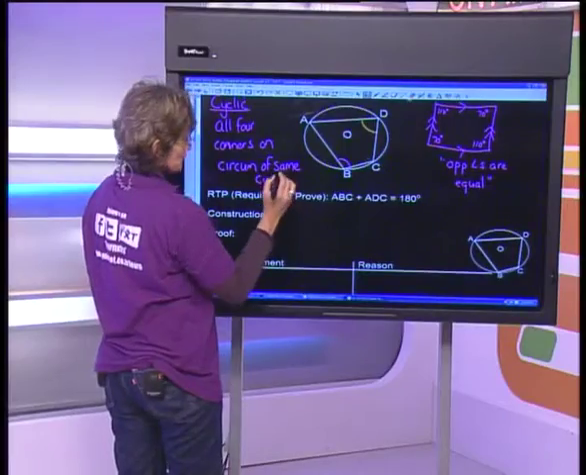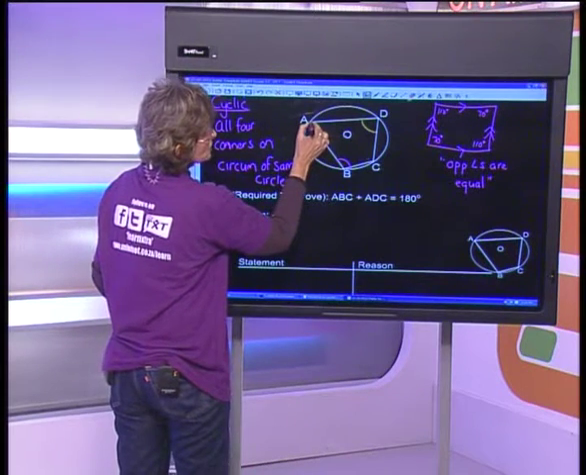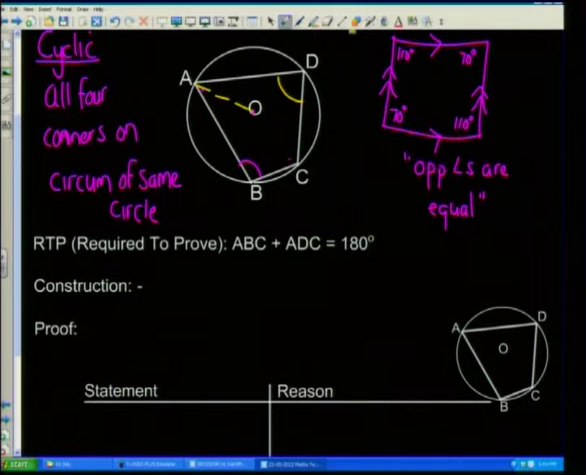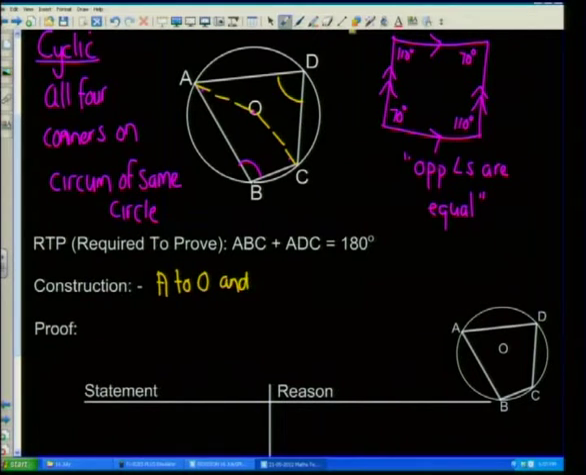So what you're going to do when you do your construction is you're going to actually join A to O, all right, as we have, and O to C. When you do a construction, we normally dot it. So we join A to O and O to C. Now, what I would like you to be able to see is that I have now created an angle to the center. So this angle here, I hope that you can all see that, is going to be related to that one up there.